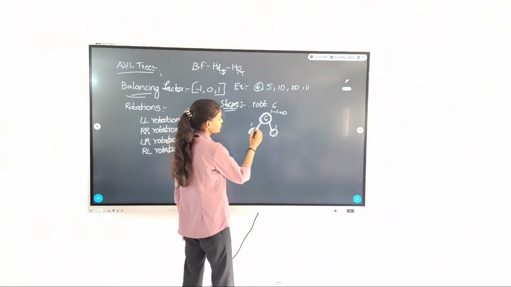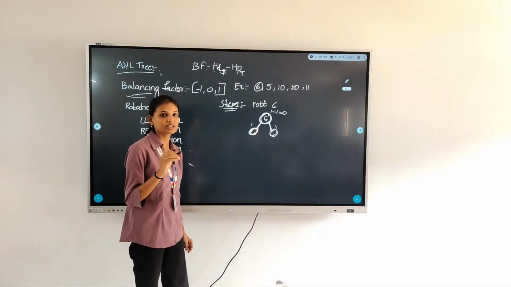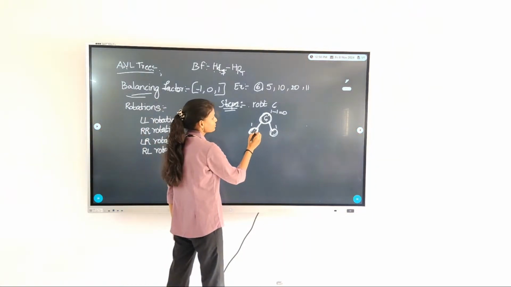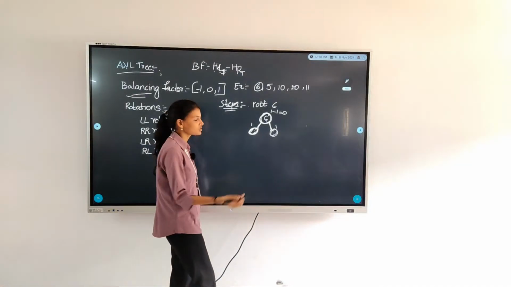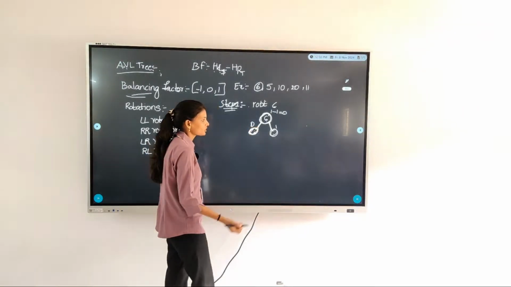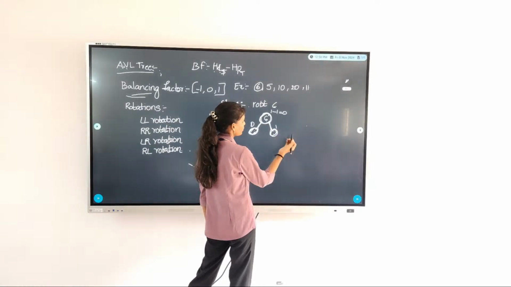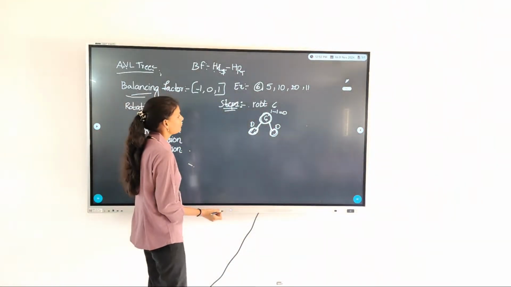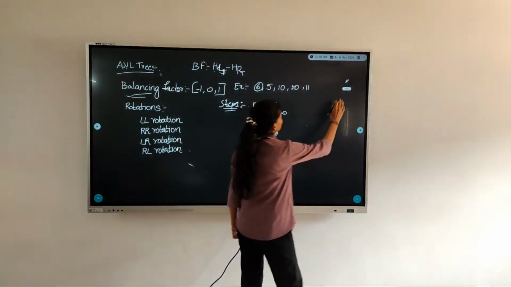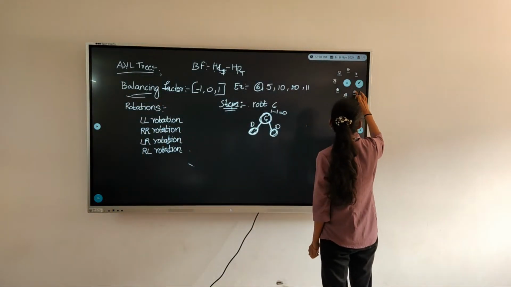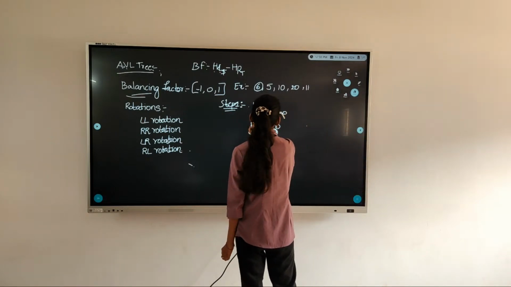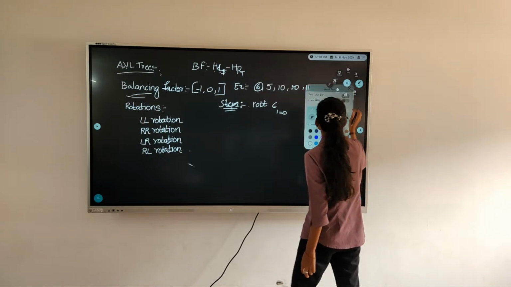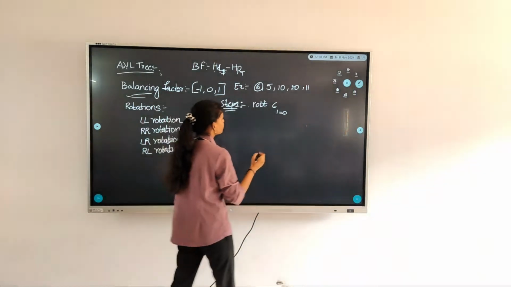And we need to check the balancing factors for the subtrees also. This node does not have any children, so its balancing factor is 0, and this one also does not have any children, so its balancing factor is also 0. Let's go through the example. So here we inserted 6.